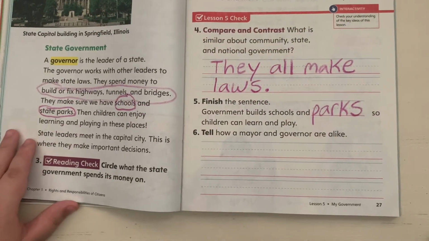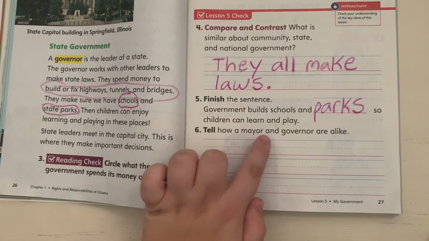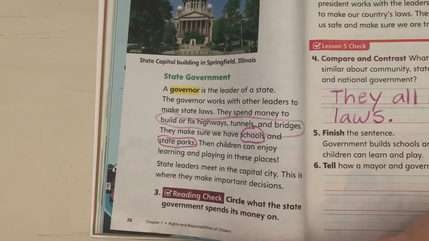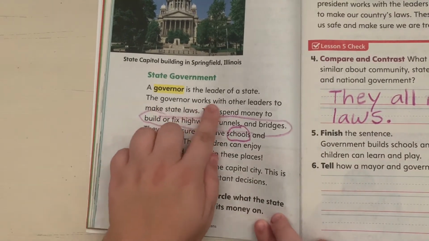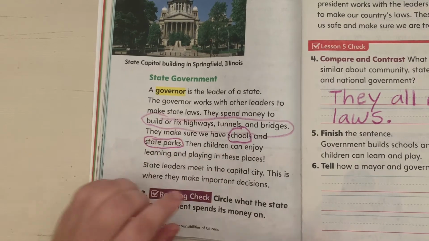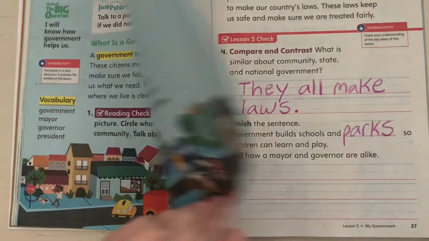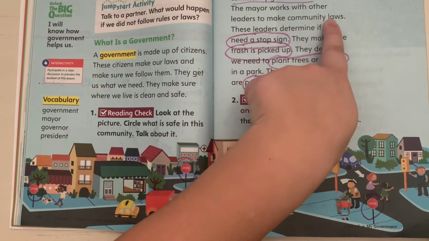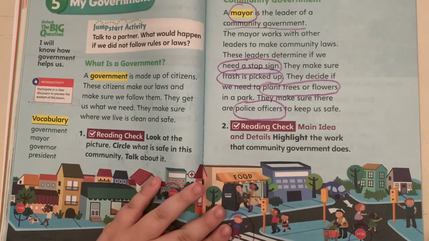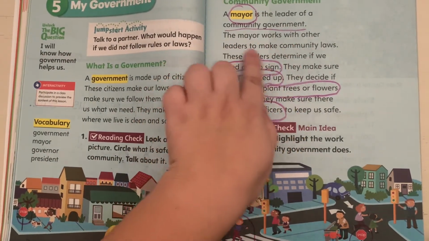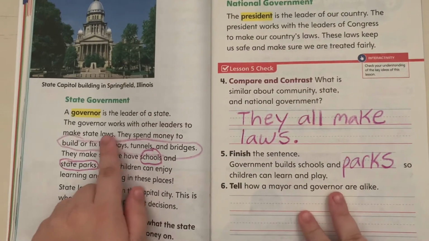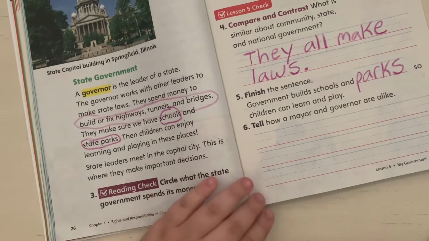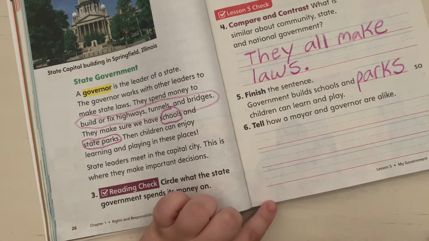All right, our last question says, tell how a mayor and governor are alike. So let's think. I know for governor, it says the governor works with other leaders to make state laws. Let's look back at the mayor. It says the mayor works with other leaders to make community laws. I heard something similar in both of those sentences. I heard that the mayor works with other leaders and the governor works with other leaders. So I think that's what I'll write for my sentence. So we'll say they both work with other leaders.